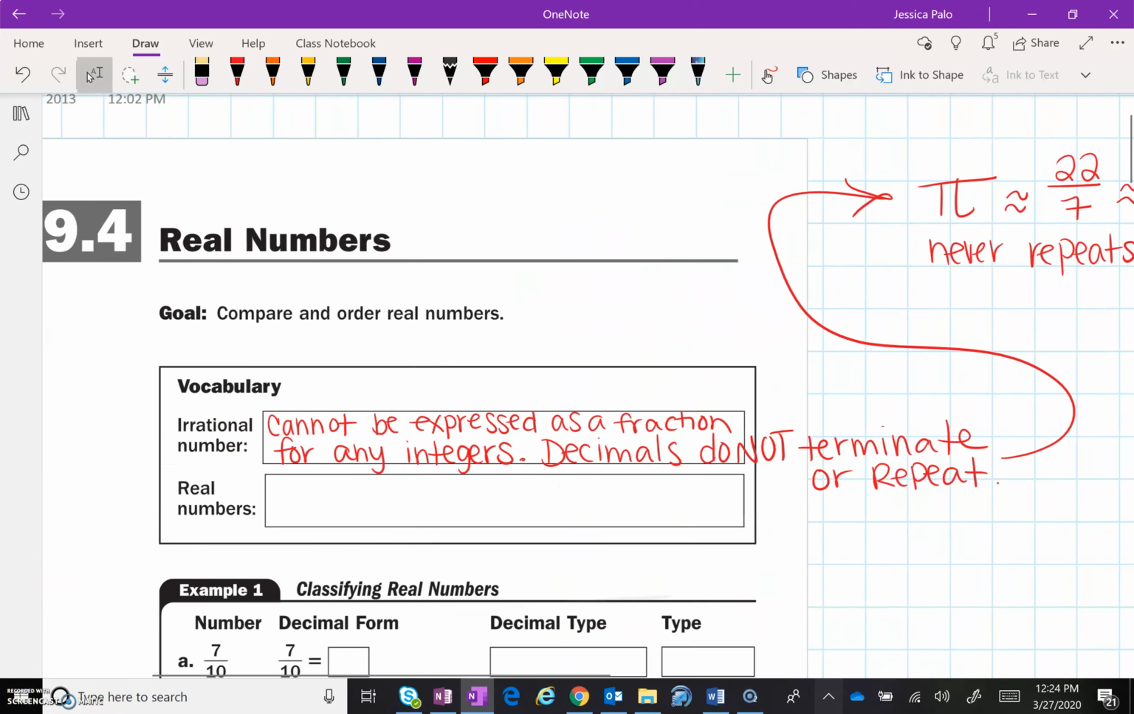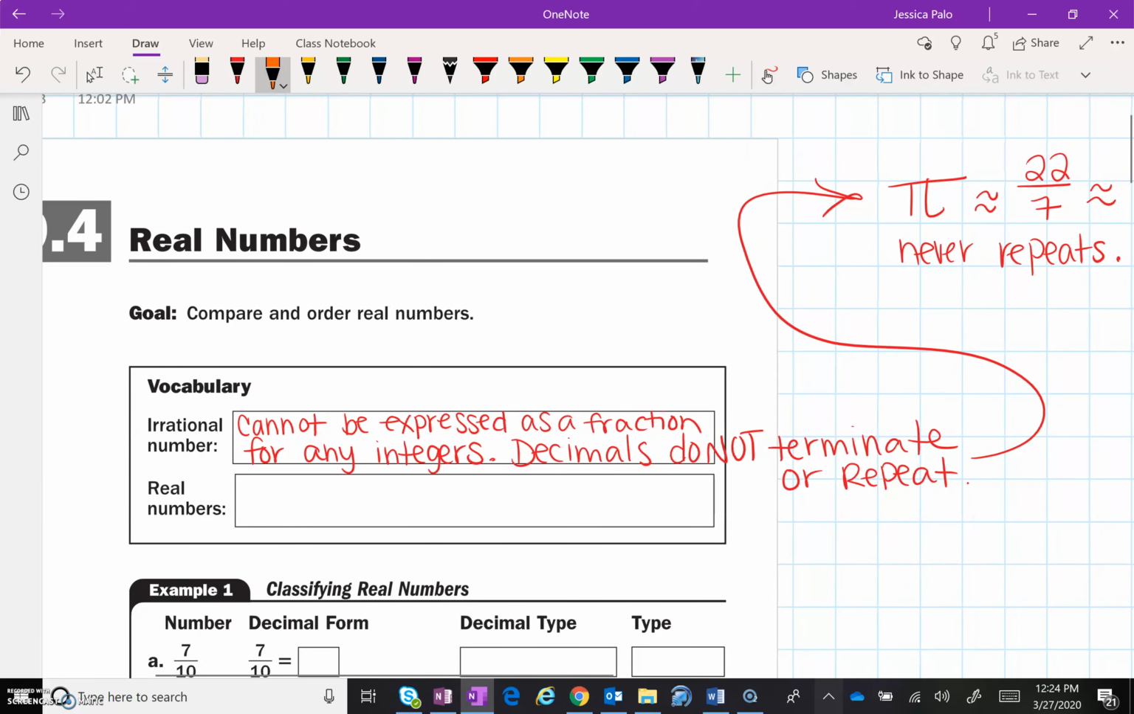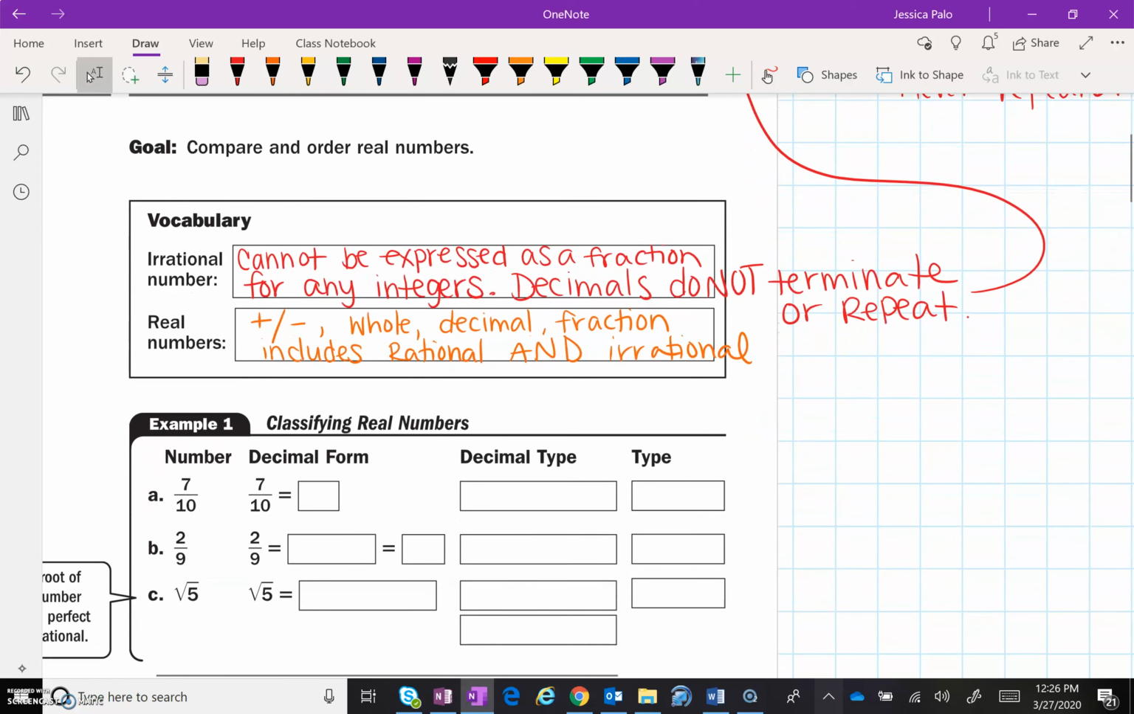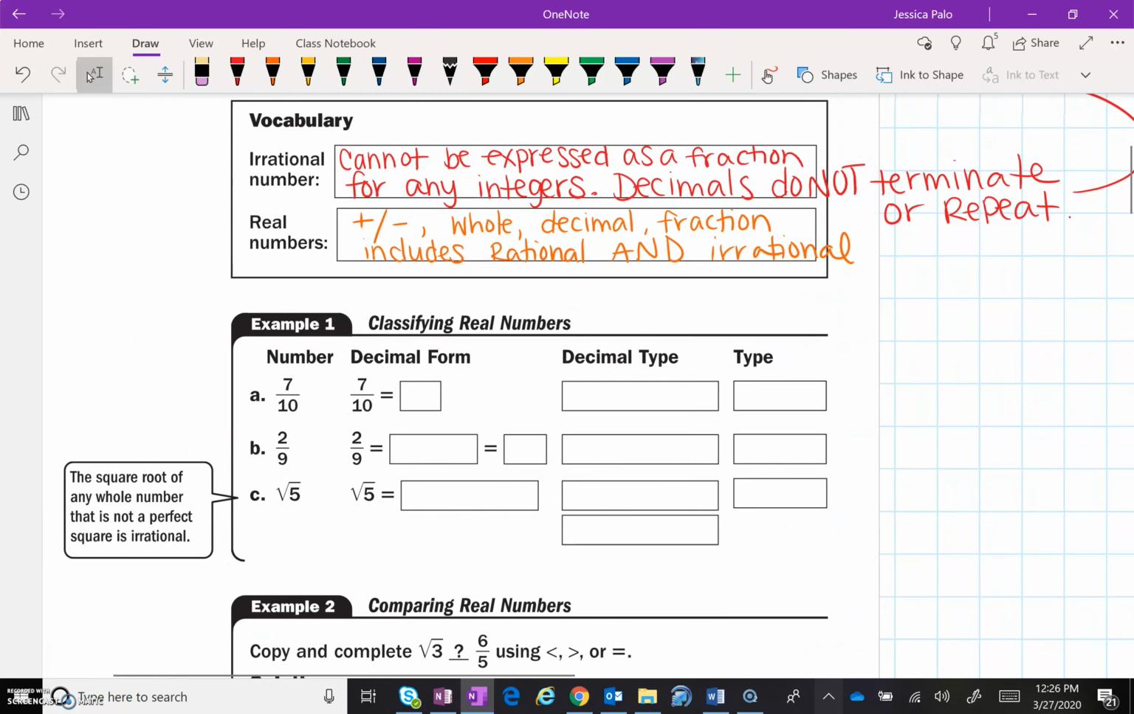All right, so let's talk about real numbers. Real numbers are positive, negative, large, small, decimal, fraction, whole number. They're all numbers that we use regularly, and they are not imaginary numbers. Real numbers also include both rational and irrational numbers. Rational numbers are different from irrational numbers. Rational numbers can be expressed as a fraction of integers, and if it is in decimal form, the decimal ends or it repeats.